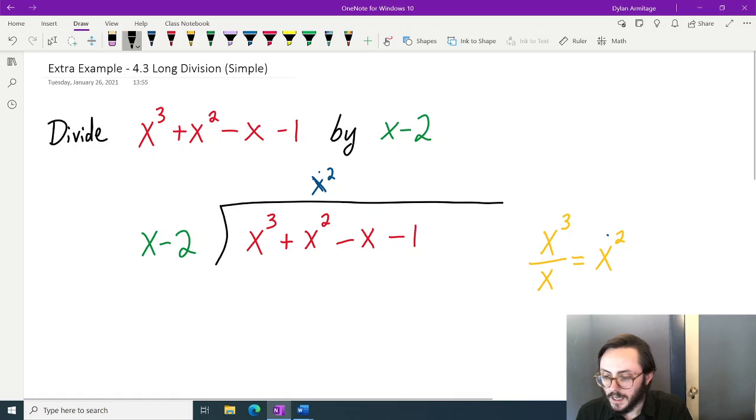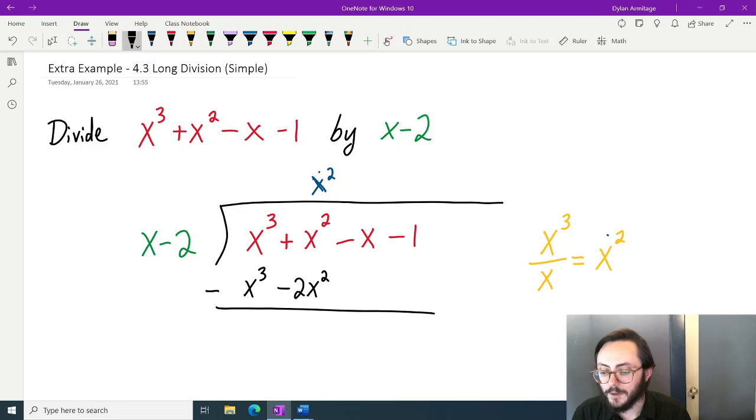Now we multiply our divisor by this term. So x squared times x would be x to the third. X squared times negative 2 would be negative 2x squared. And now we subtract these. Okay. X to the third minus x to the third cancels out. We designed it that way. Positive 1x squared minus a negative 2x squared is going to give us a positive 3x squared.